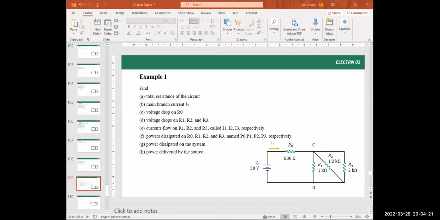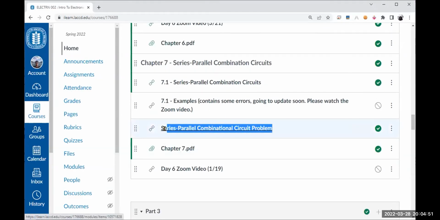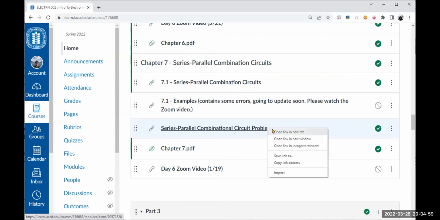Anyone? Everyone's here? Charles, Cotley, Gerardo, Jose, Juan, Kyle. Hey Mo, so you're going to post the answer for this, and we can just do the work on our own? Yeah, the answer is there already, published. Oh, where can we find it? It's on the Canvas page. First go to the homepage of Canvas, which is here. It is right after chapter 7. It's called Series Parallel Combinational Circuit Problem. That one.